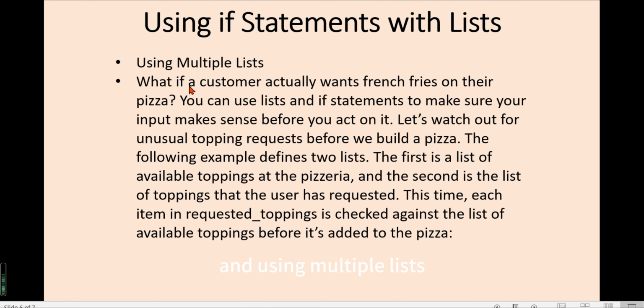And using multiple lists, what if a customer actually wants French fries on their pizza? You can use lists and if statements to make sure your input makes sense before you act on it. So let's watch out for unusual topping requests before we build a pizza. The following example defines 2 lists. The first is a list of available toppings at the pizzeria, and the second is the list of toppings that the user has requested. This time, each item in requested toppings is checked against the list of available toppings before it is added to the pizza.